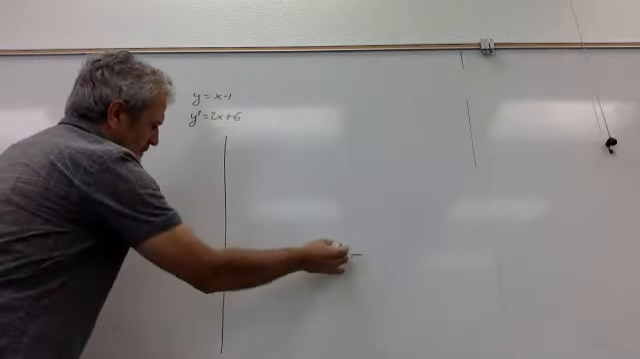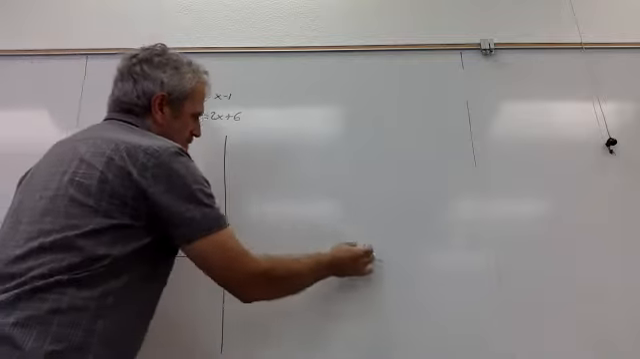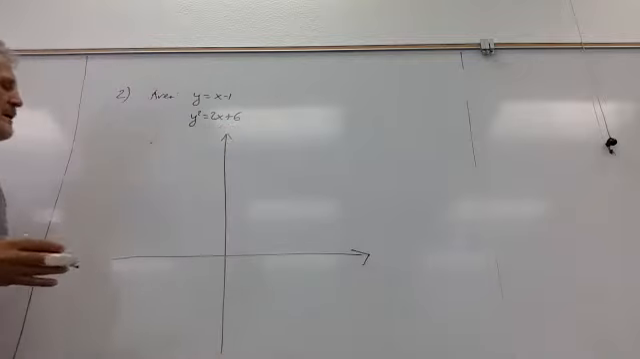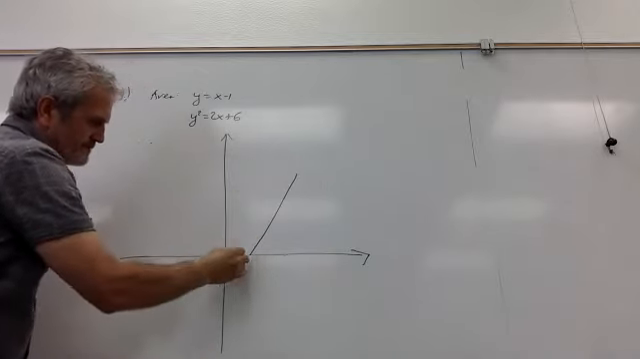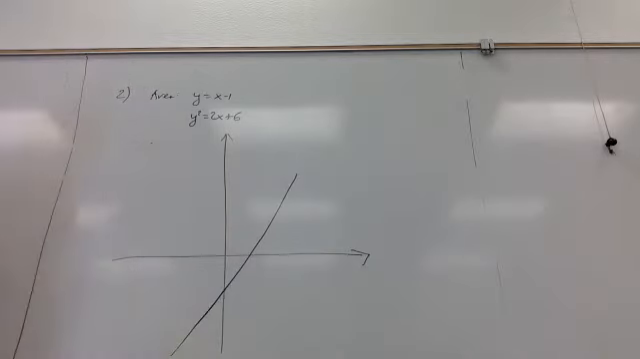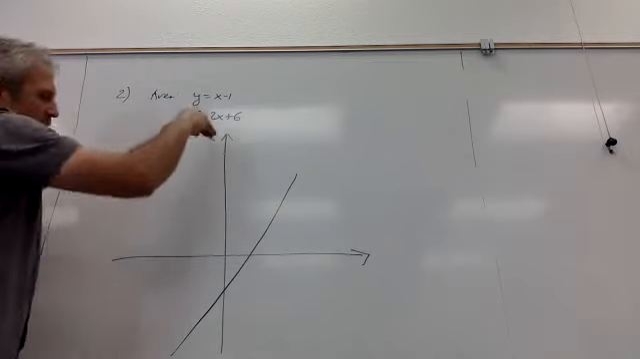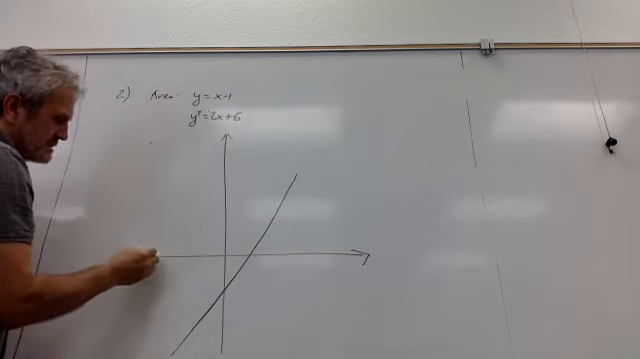Here's what's happening. Y equals x minus 1 is a straight line. Y squared equals 2x plus 6, that's actually a sideways parabola. And that one has a zero at negative 3, and it looks like this.